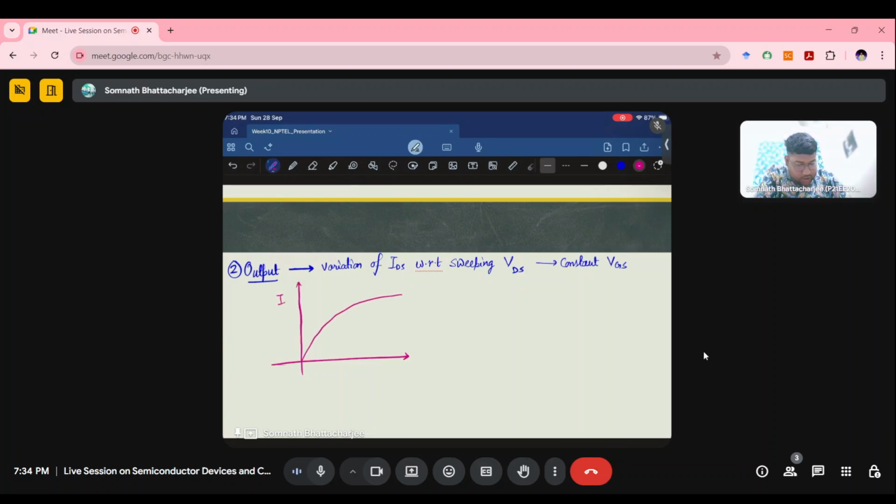If we are plotting IDS versus VDS with a single value of VGS1, let's say we have another one. So it can be VGS1 and this can be VGS2. This is a basic output voltage, output current characteristic.